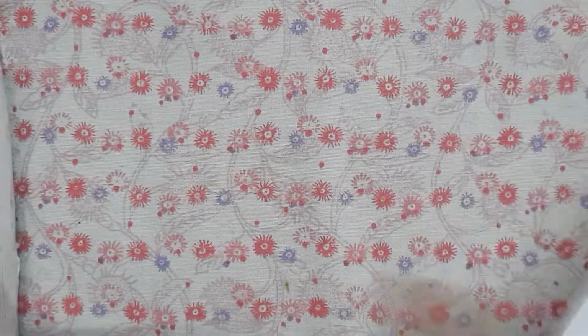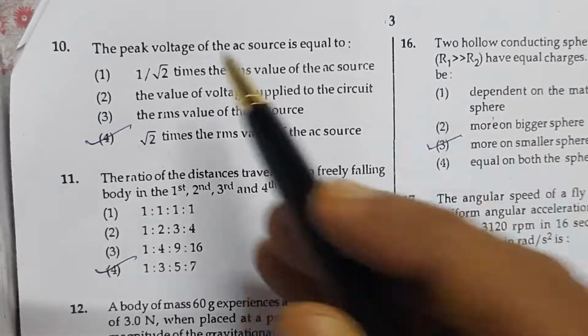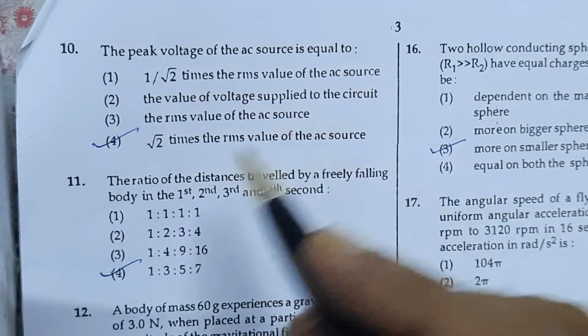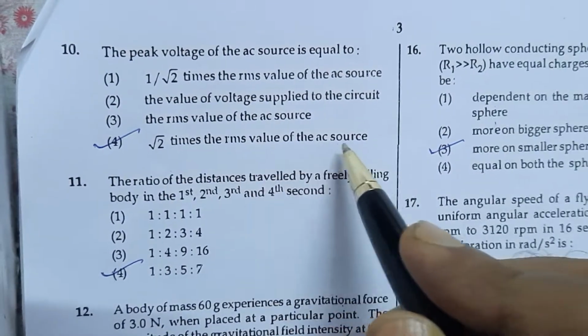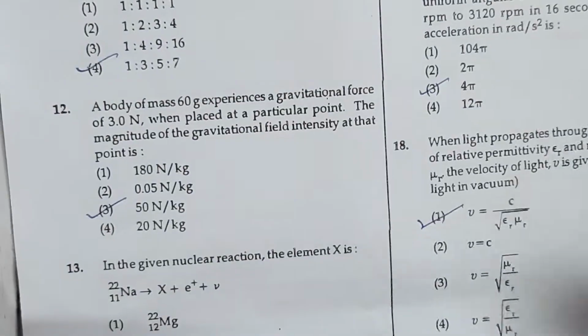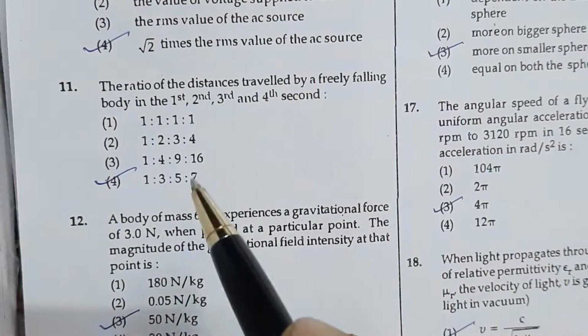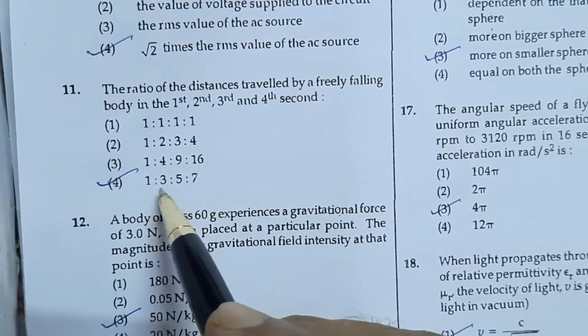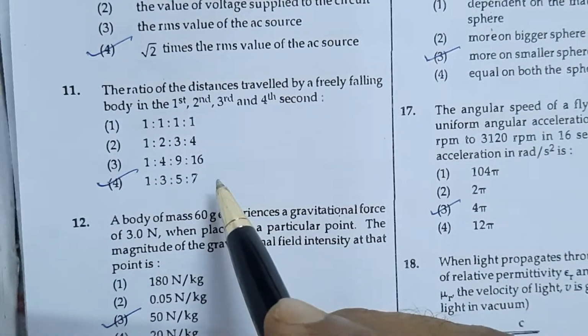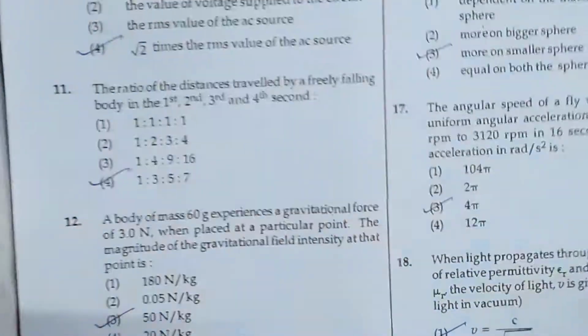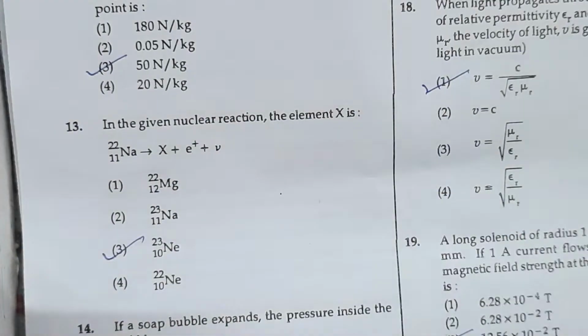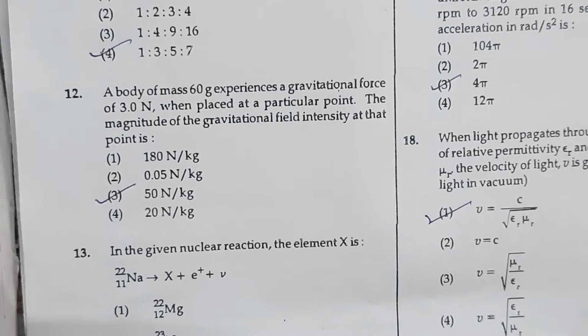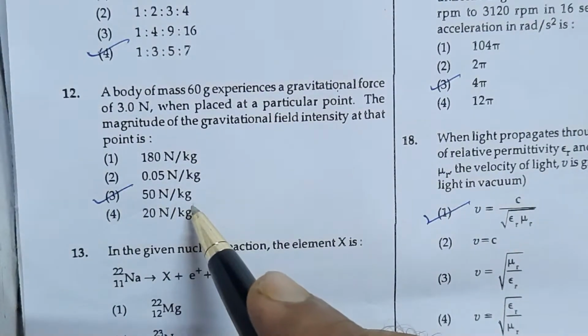Next, let us switch over to the next question. For question number 10, the peak value of the AC source equals root 2 times the RMS value of the AC source. For question number 11, the ratio of distance travelled in the first, second, third and fourth second is 1 is to 3 is to 5 is to 7. That is proportional to 2t minus 1. For question number 12, the correct answer is 50 Newton per kg.